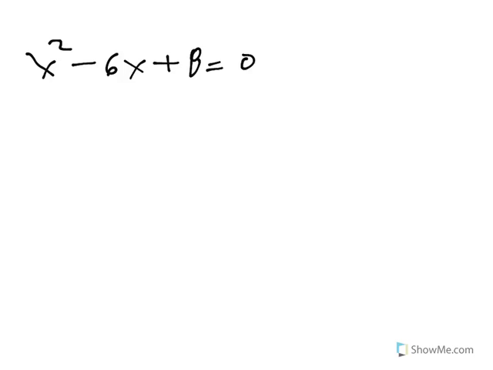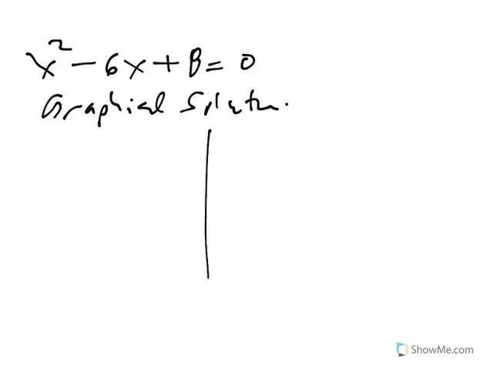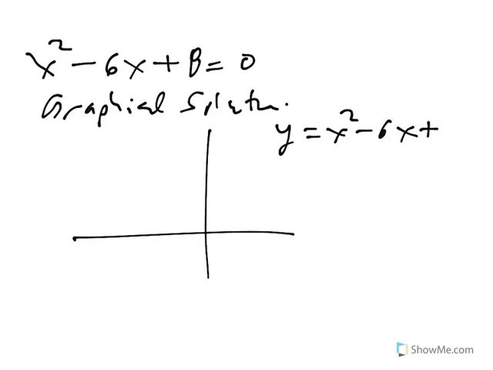We would normally solve a quadratic equation like this by either factoring or with the quadratic formula. But if I wanted to do a graphical solution, that would usually involve graphing y equals x squared minus 6x plus 8 and seeing what its x-intercepts are. Well, its y-intercept is (0, 8).